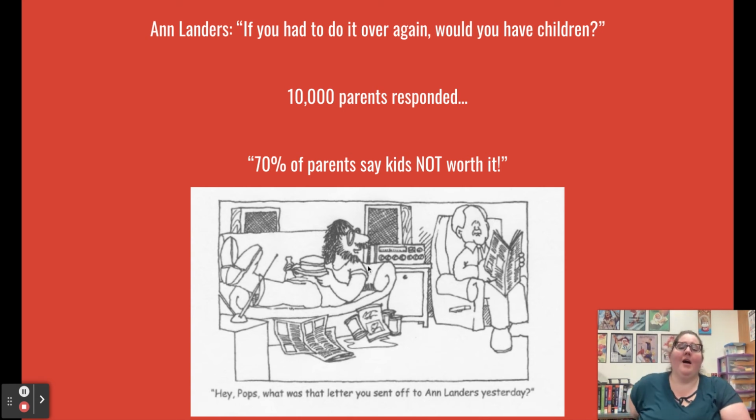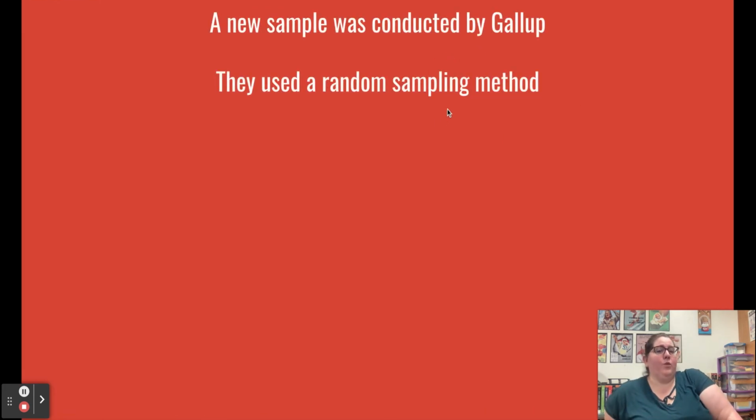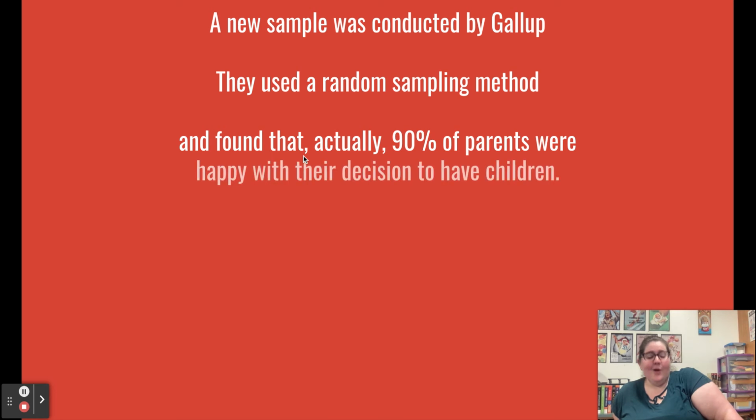And this was a cartoon that came out pretty recently afterwards. Hey, Pops, what's that letter you sent off to Ann Landers yesterday? So a lot of parents responded saying no, I wouldn't have kids again. But this is what we call a voluntary response survey. She sent it out for her listeners, and whoever felt like it responded. So who responded? Probably a lot of the parents who had a really rough day or year. Then they did a new survey where they actually used a random sampling method. Gallup is a really common survey organization, and they found that actually 90% of parents were happy with their decision to have children.